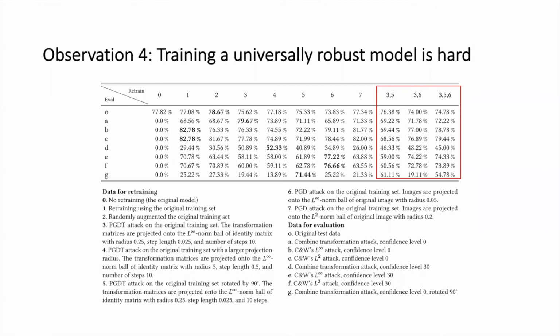Our observation 4 is from the last 3 columns. They represent the models trained with multiple attack spaces. We can see their accuracies are lower than models defended in a single attack space, which indicates that training a universally robust model for all attack spaces is actually very hard.